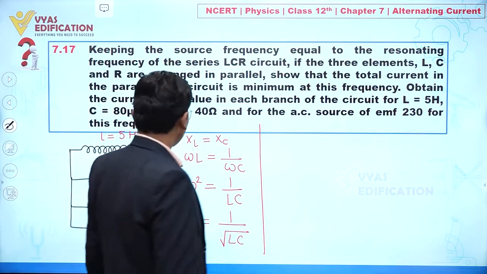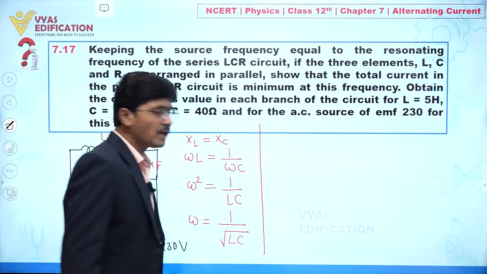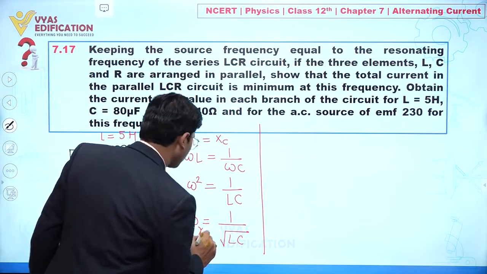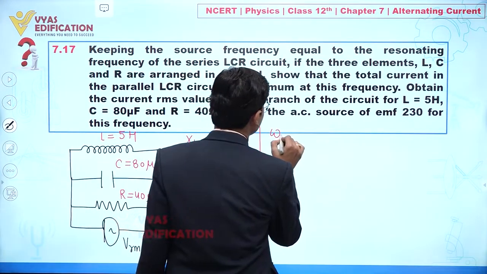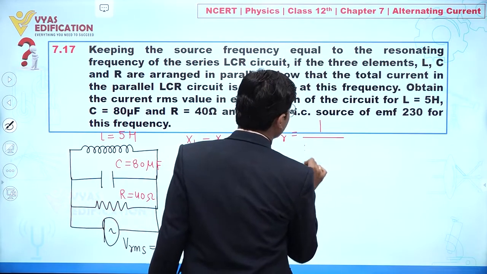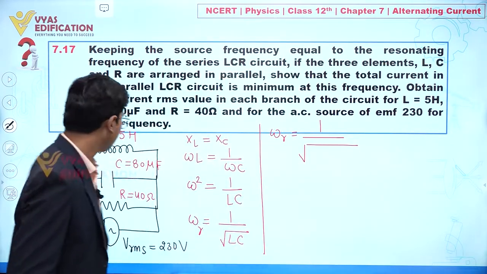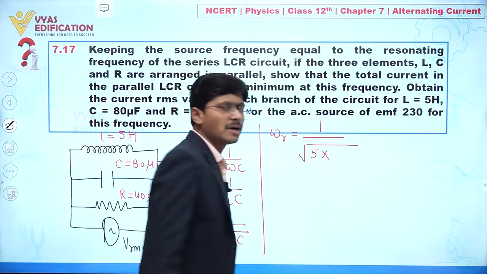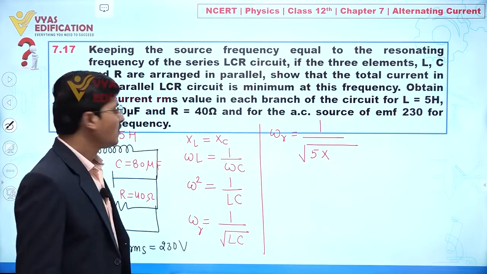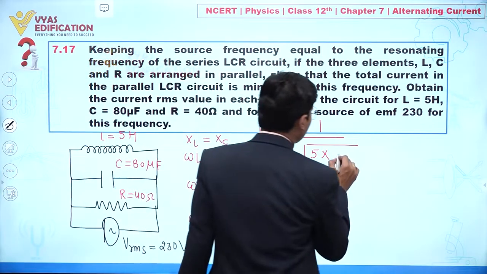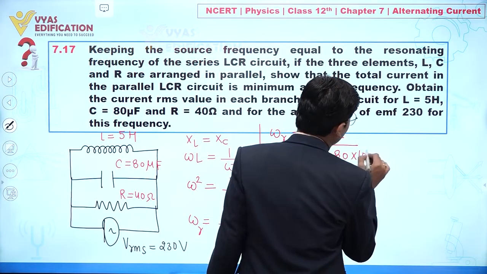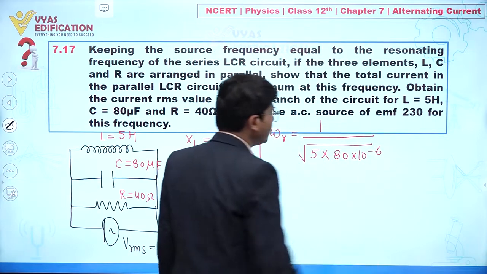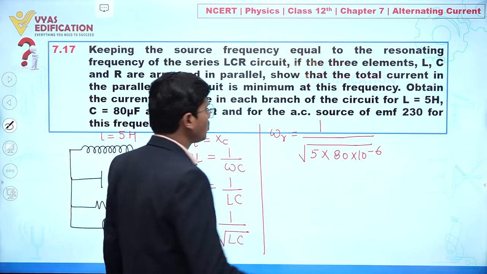This is actually known as the resonant frequency. So resonant frequency omega R is given by 1 upon square root of LC. The L value is given as 5 Henry, and C is given as 80 into 10 to the power minus 6. So it is 5 into 80 into 10 to the power minus 6.